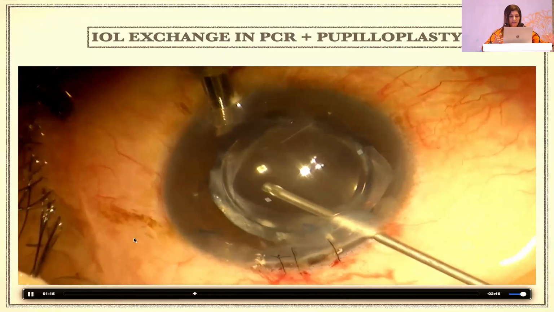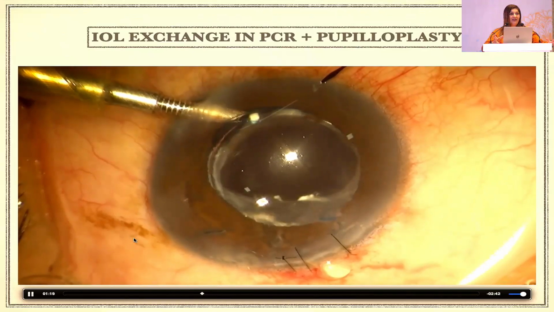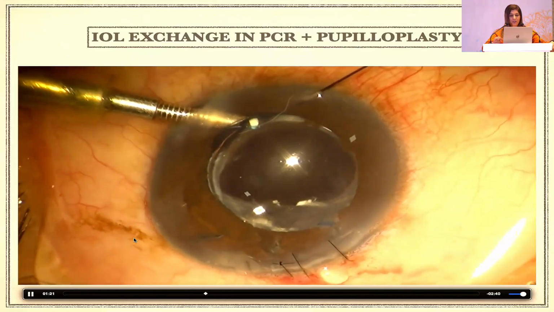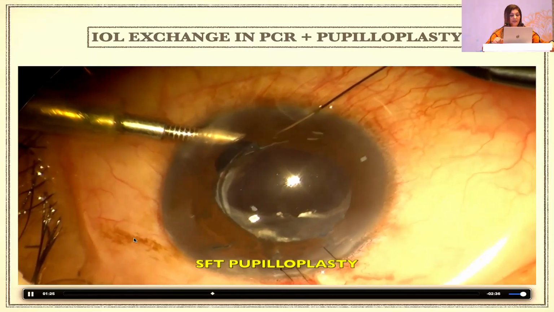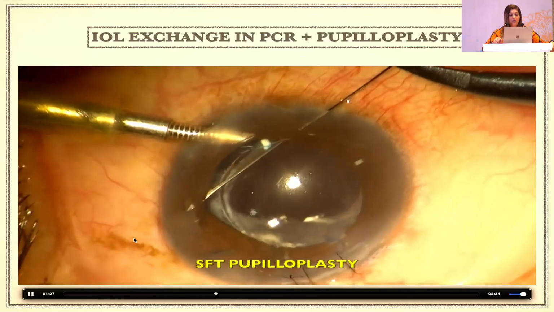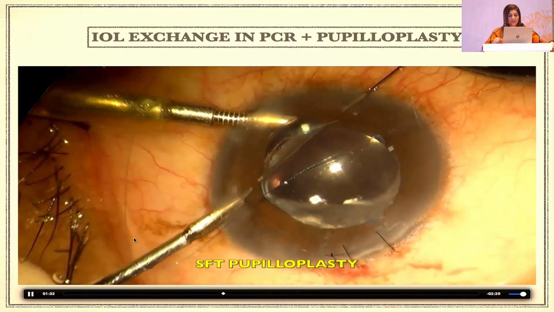What actually is important in these cases is that, nevertheless, we did a refractive exchange for this patient, but there was a very persistently dilated pupil also in this patient. So it was very essential to do a pupil repair also in this case. So this is what I'm actually doing, the single pass 4-throw pupilloplasty procedure.